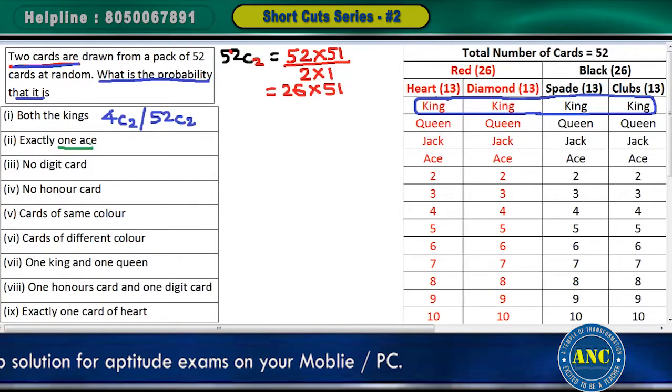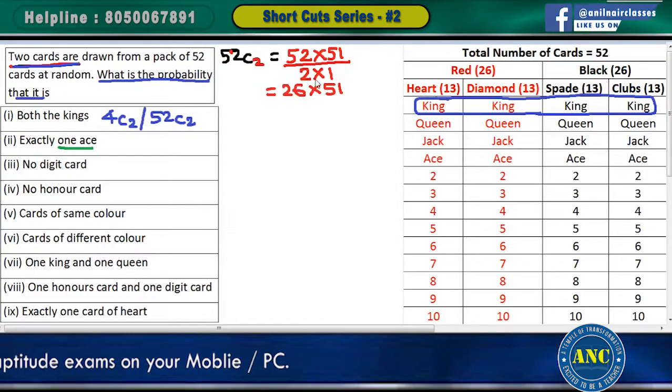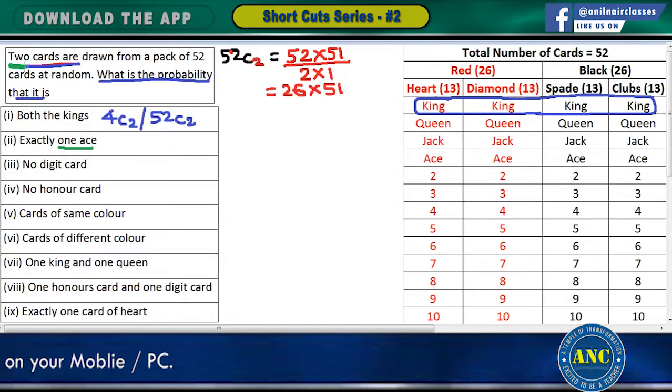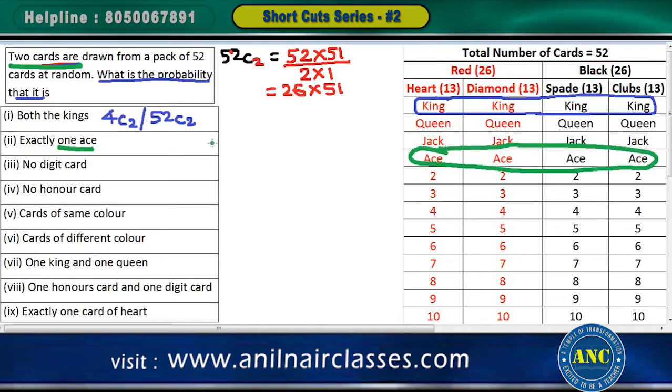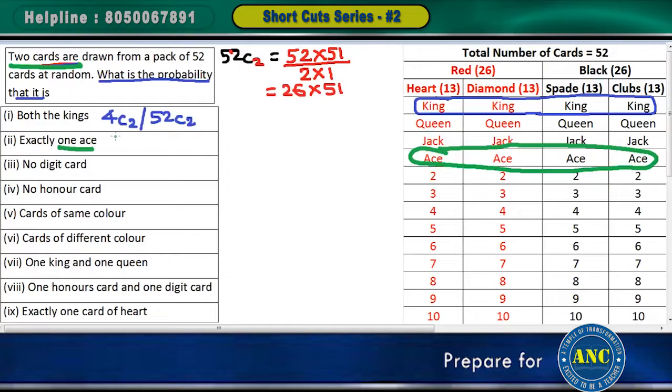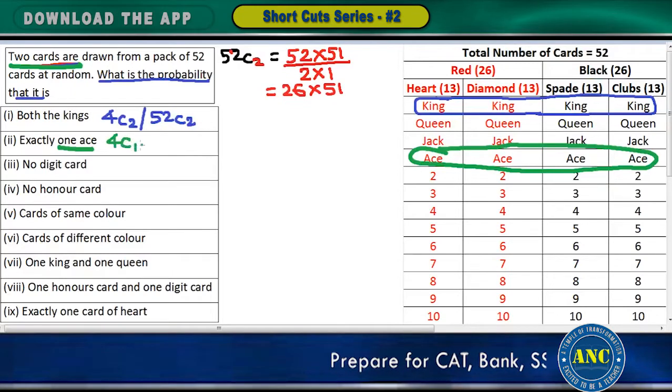Next question is exactly 1 ace. Now listen to this carefully. The question says I should draw 2 cards, but out of the 2 cards, only one should be an ace. Exactly one should be an ace. That means how many aces are there? There are totally 4 aces. Out of the 4 aces which are available, select any one ace.